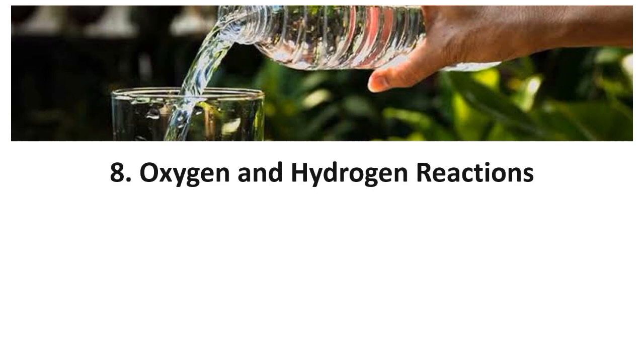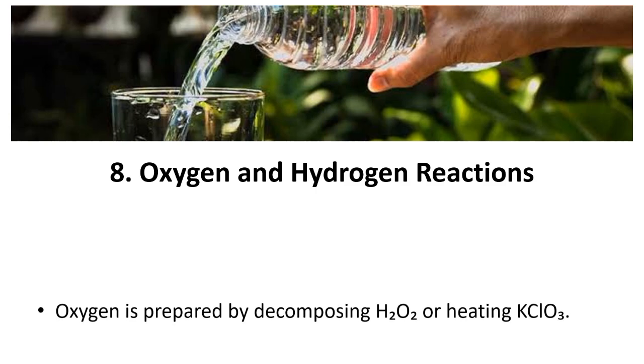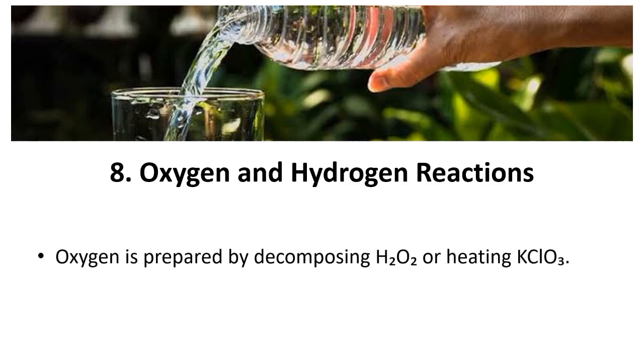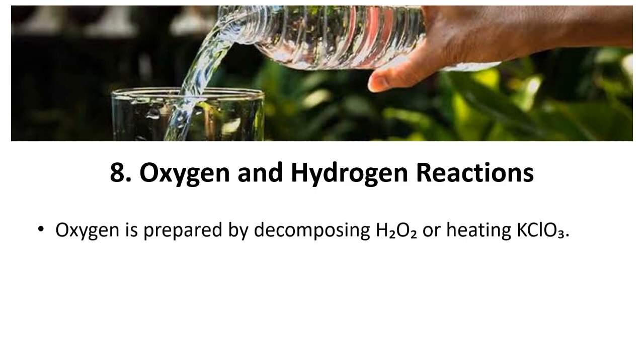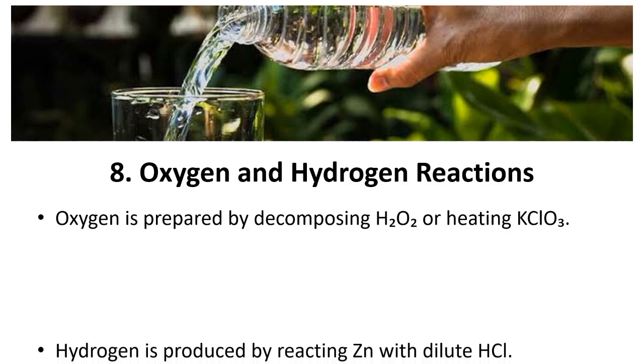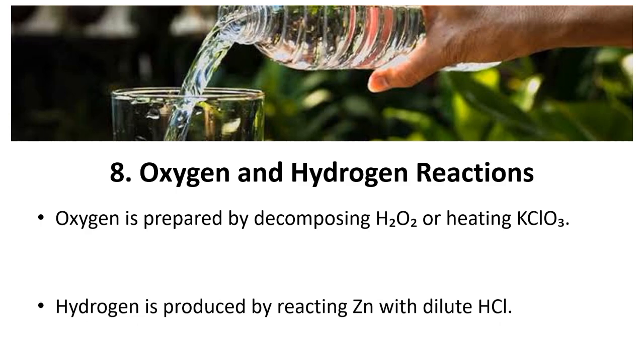8. Oxygen, hydrogen, and their reactions. Oxygen is prepared in the laboratory by decomposing hydrogen peroxide or heating potassium trioxochlorate(V). Learn the balanced chemical equations for preparation of elements and gases. Don't forget the diagram for the preparation of oxygen and hydrogen.